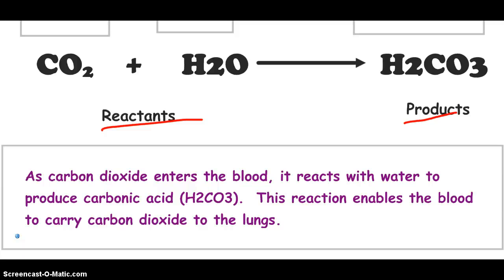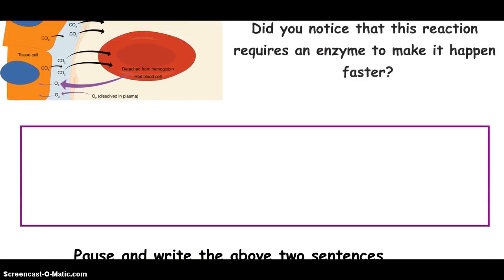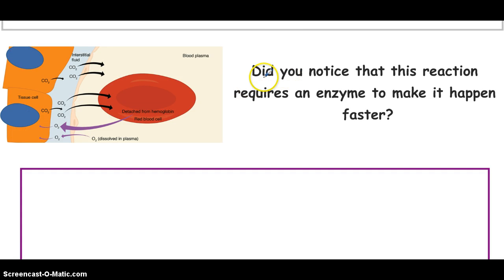All right, so you saw how this chemical reaction of carbon dioxide plus water is giving us carbonic acid, except it needed an enzyme to make it happen. So that's the direction that we're going with all of this. Did you notice that this requires an enzyme to make it go faster?